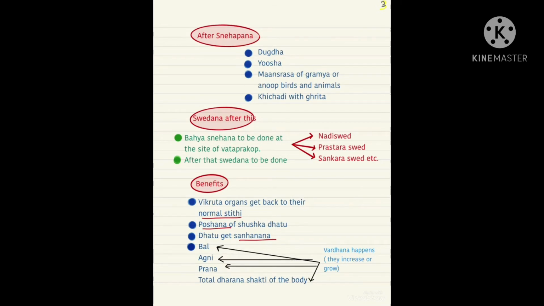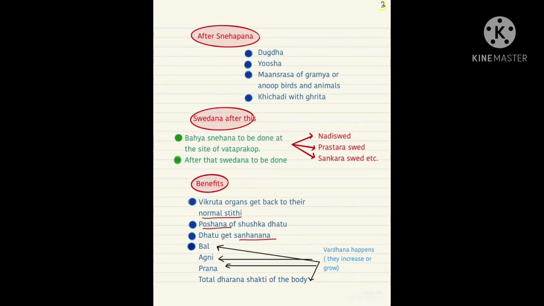And the Swedan can be Nadi Swed, Prastar Swed, Sankar Swed, any kind of Swed. The doctor or the Vaidya will decide it accordingly, whichever is needed. Any kind of Swed that site is to be given after Snehapan and this Anna is eaten.